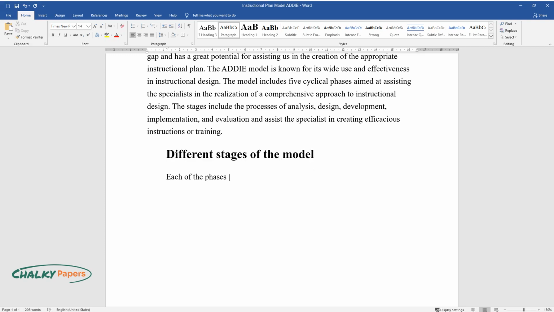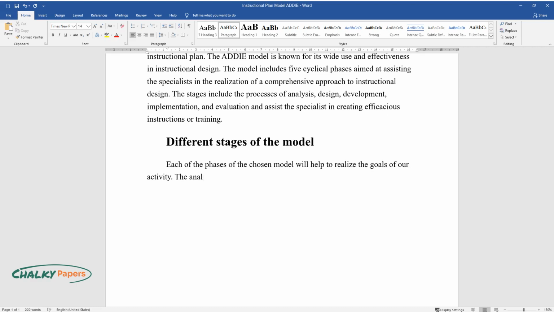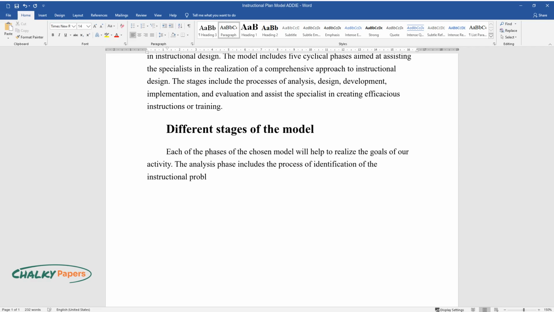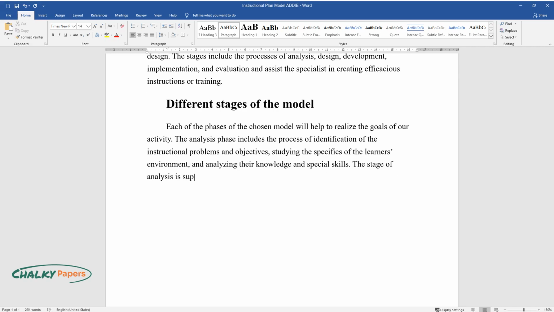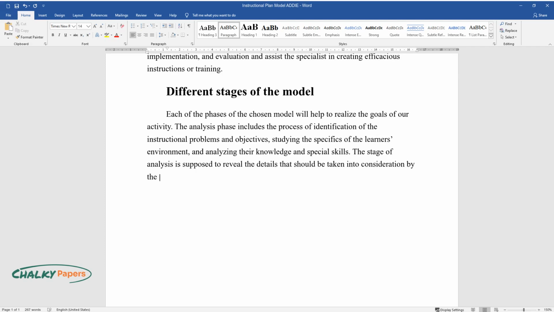Each of the phases of the chosen model will help to realize the goals of our activity. The analysis phase includes the process of identification of the instructional problems and objectives, studying the specifics of the learner's environment, and analyzing their knowledge and special skills. The stage of analysis is supposed to reveal the details that should be taken into consideration by the instructional designer during the next phase, design.